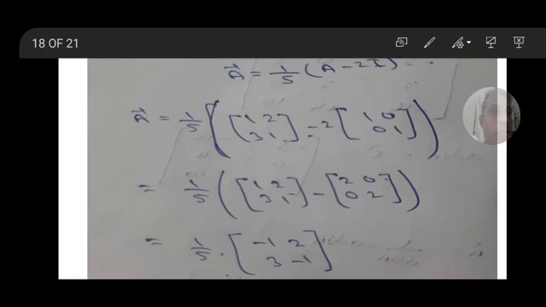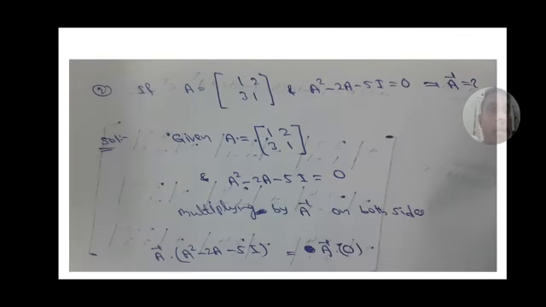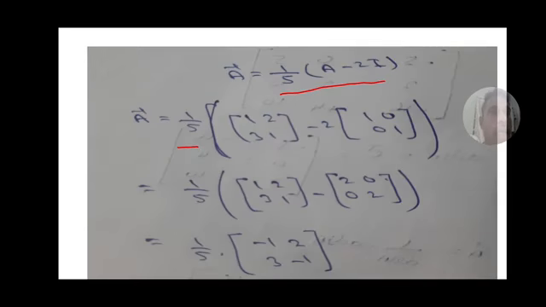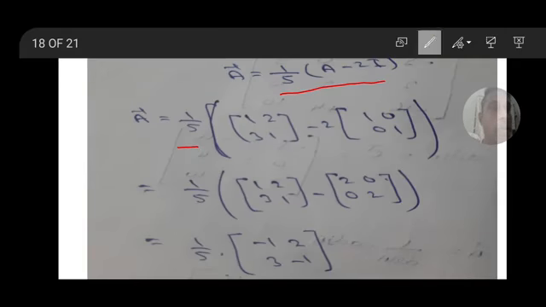A inverse equal to 1 by 5 into A minus 2I, that is 1 by 5 into, what is the A matrix? The A matrix is 1, 2, 3, 1, and 2 into the identity matrix. Here A is 2 by 2, so we have to take the 2 by 2 identity matrix 1, 0, 0, 1.